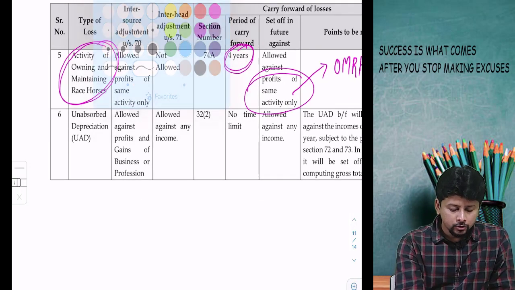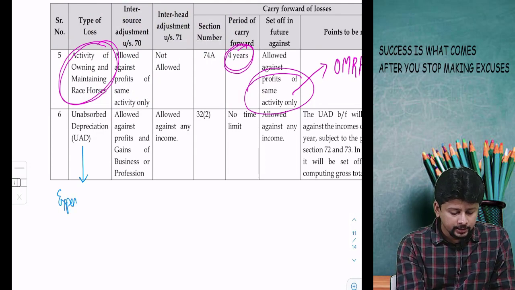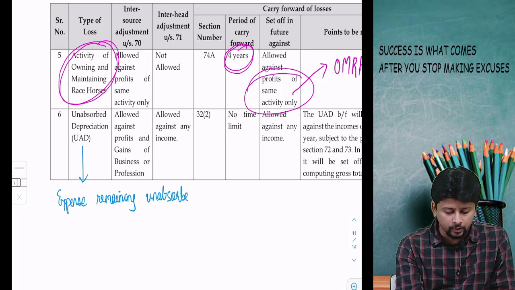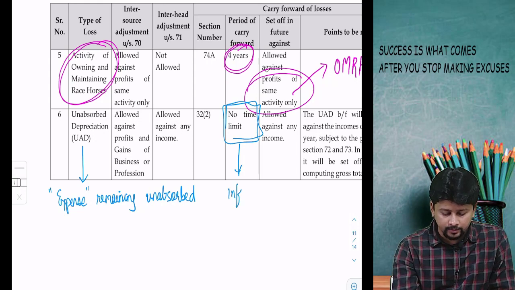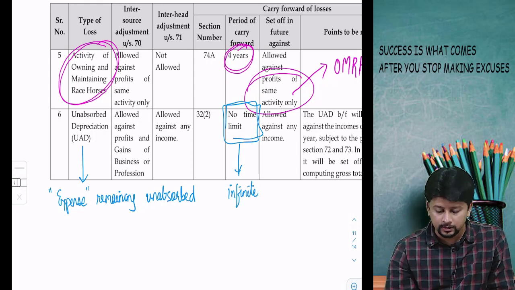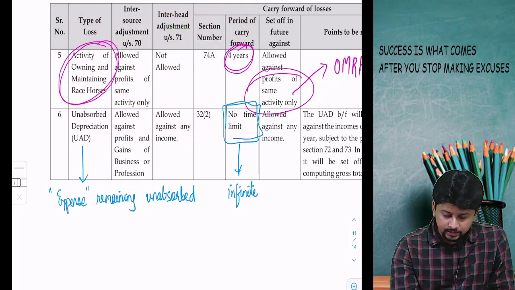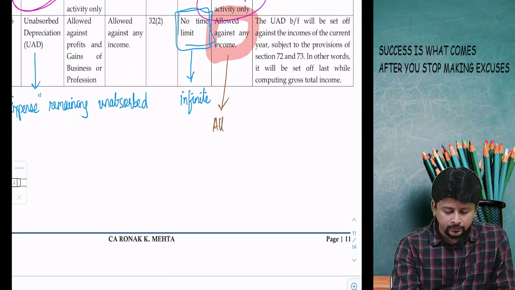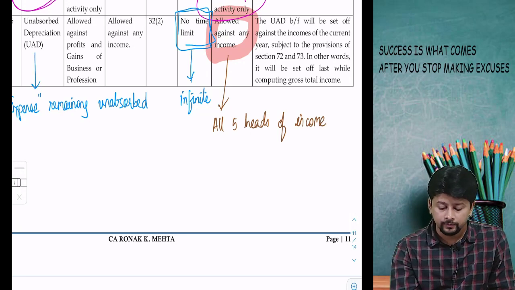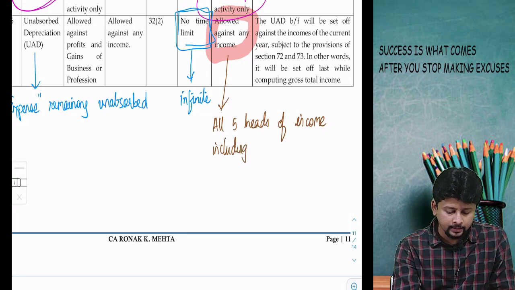Unabsorbed depreciation. You may have heard this, that unabsorbed depreciation is an expense remaining unabsorbed. It is not a loss, it is an expense. No time limit, infinite time available. You can set off this even after 10, 12, 14, 15 years. Important, I hope you remember this: it can be adjusted against any income. And when I say any income, it means all 5 heads of income. Of course, taxable incomes only, not exempt incomes. All 5 heads of income, including income from salary and including casual winnings.